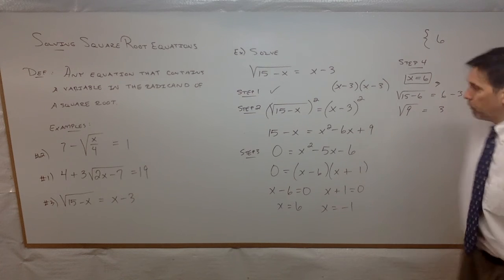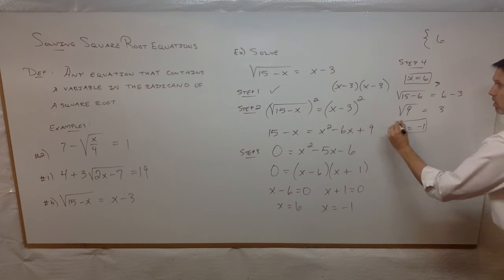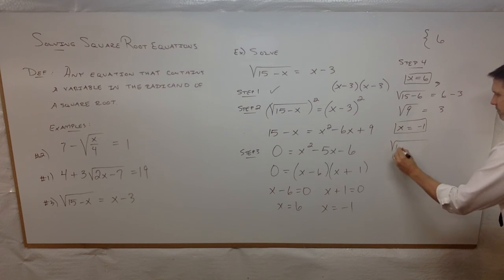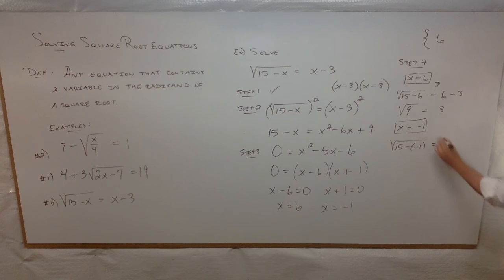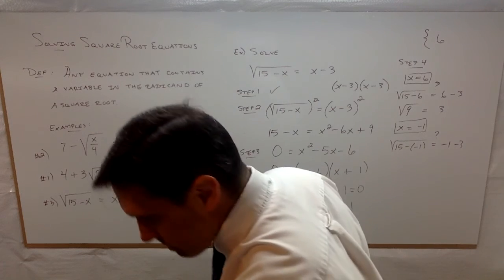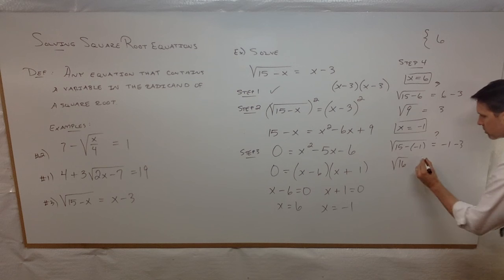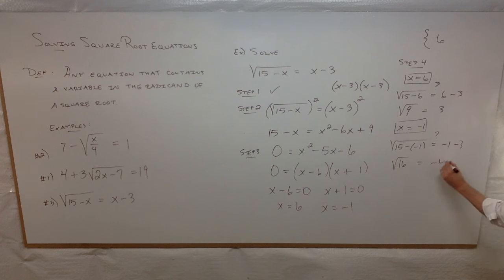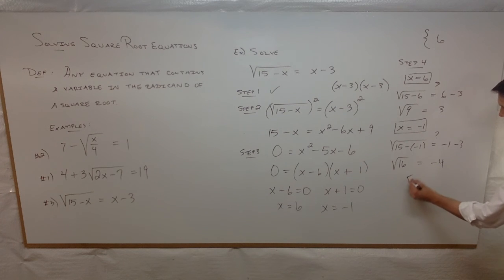But is the other one negative 1? So x equals negative 1. Let's find out. Put in negative 1. We got the square root of 15 minus negative 1 equals, question mark, negative 1 minus 3. So 15 minus a negative 1 is 16. So we'll say the square root of 16 equals negative 4. You can see that that is false. So negative 1 is not a solution.